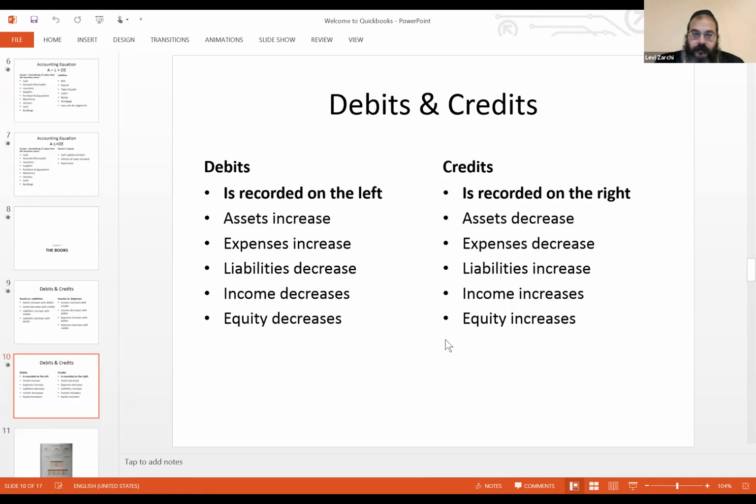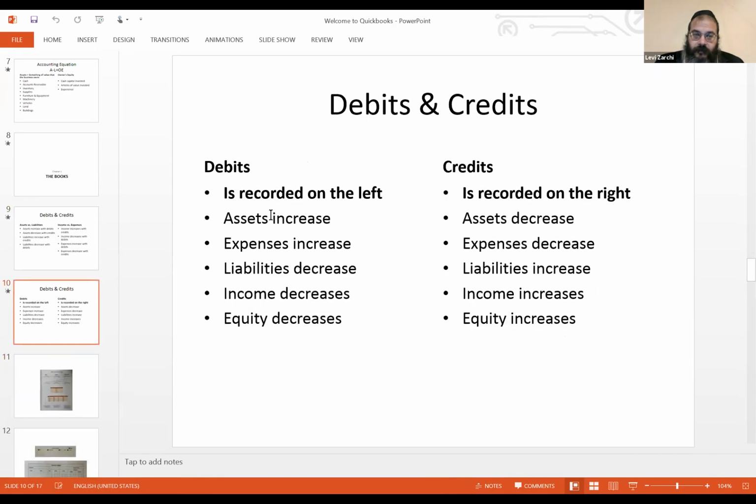And then we said there's one rule which you always see, that there's debits on the left and credits on the right. And this summarizes the assets. Assets and expenses both increase on the left. Liabilities, income, and equity decrease. And on the flip side, the assets on the right side are going away. Expenses are also going away on the right side. And then liabilities, income, and equity increase.